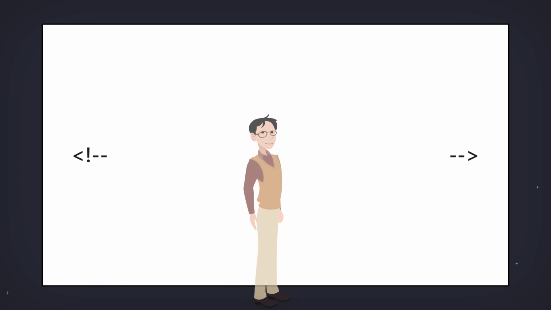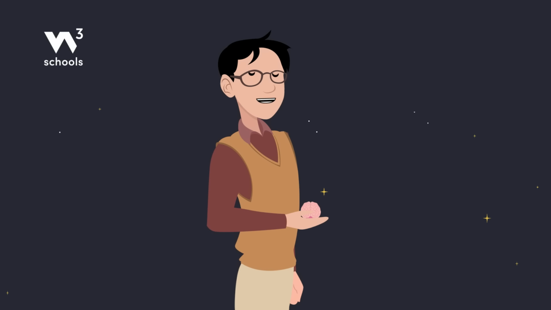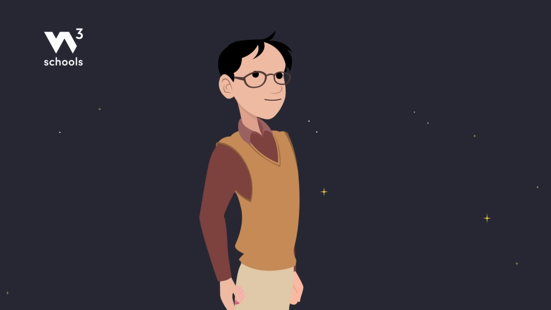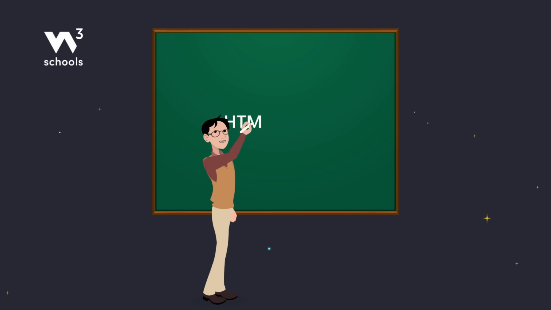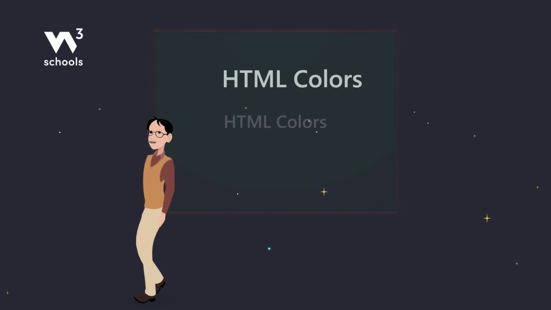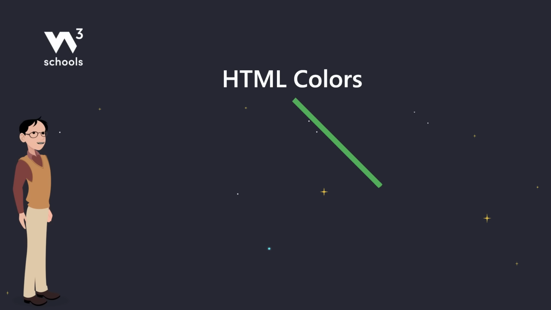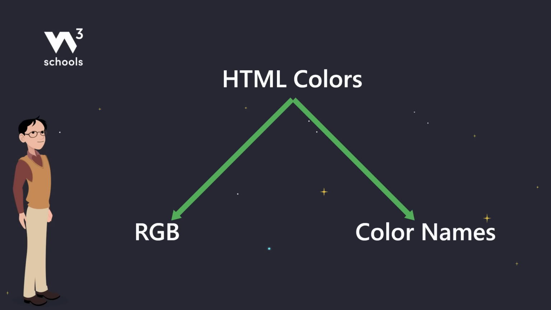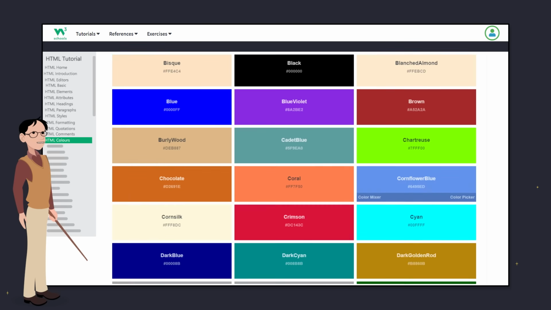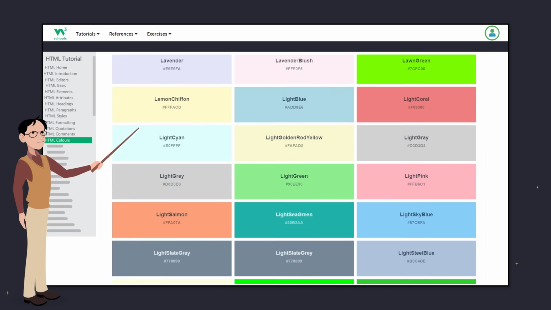See you next lesson. Today's lesson will be perfect for you right-brain thinkers. The topic: HTML colors. HTML colors can be specified using color names, RGB or hex values. HTML supports 140 predefined color names.